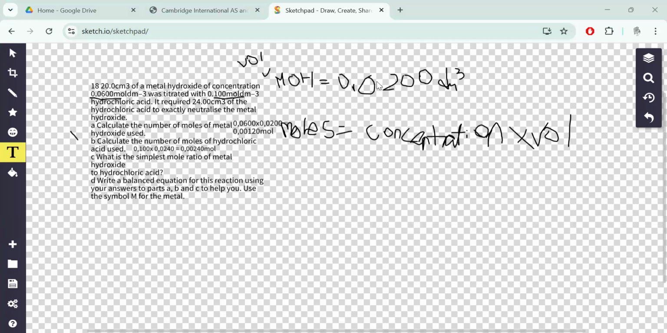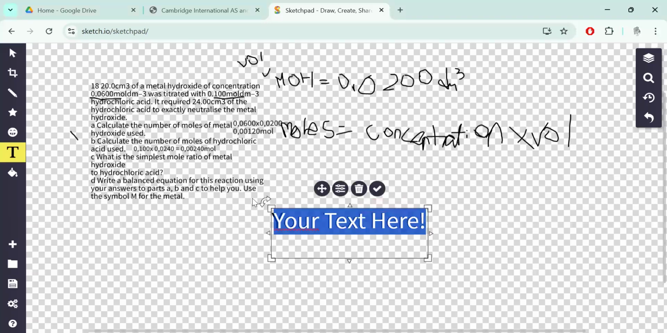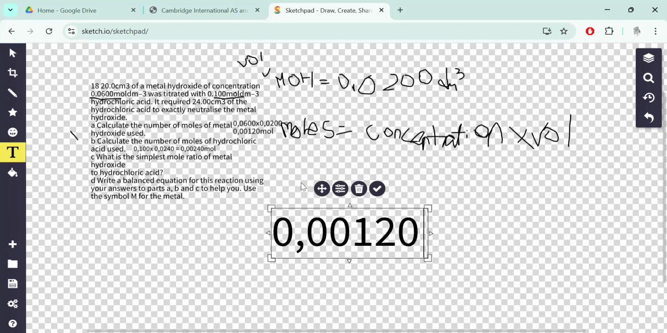Okay, so now for question C, we are asked about the simplest mole ratio of the metal hydroxide to hydrochloric acid. Since we're asking about metal hydroxide first, what is the moles of metal hydroxide? That would be 0.00120. So this is the moles of metal hydroxide.